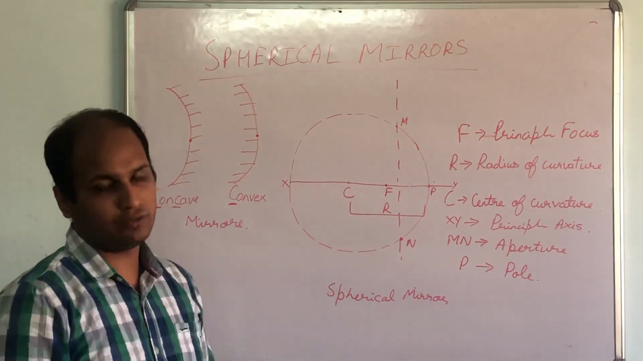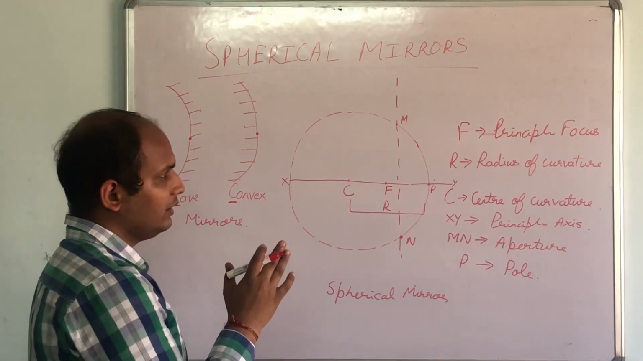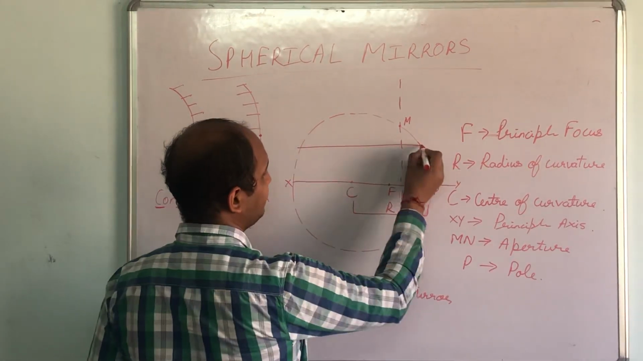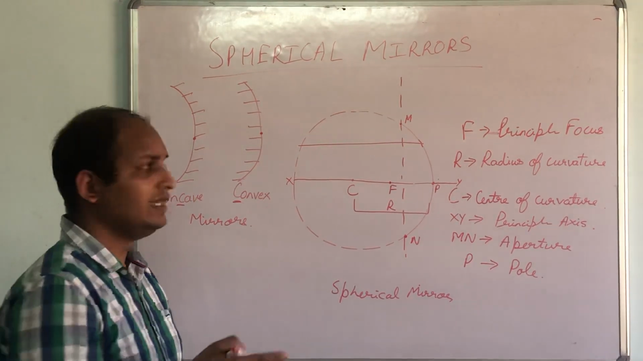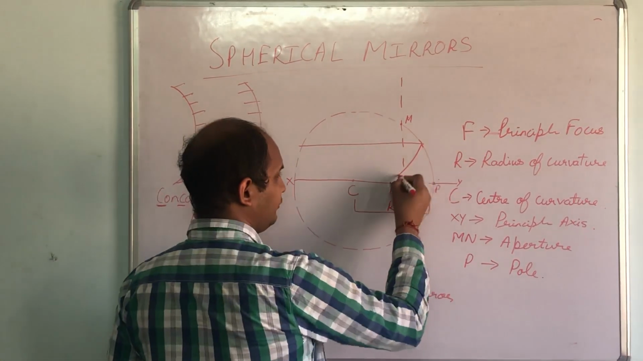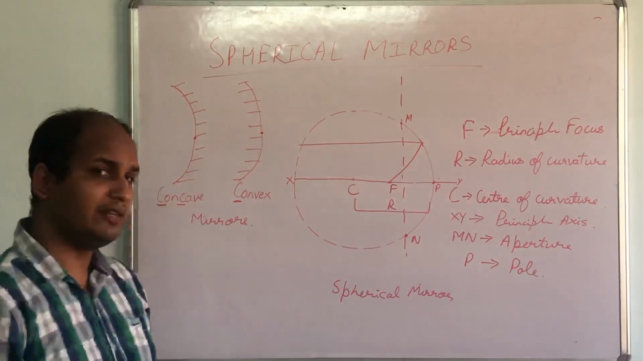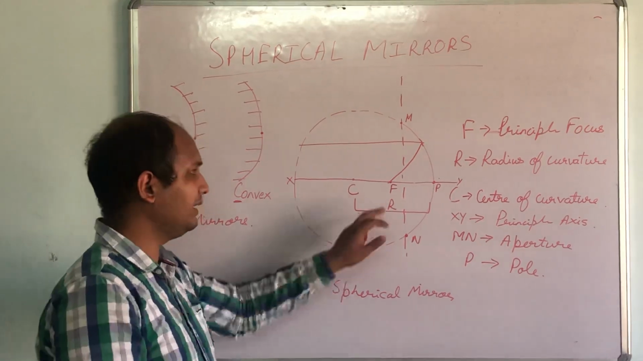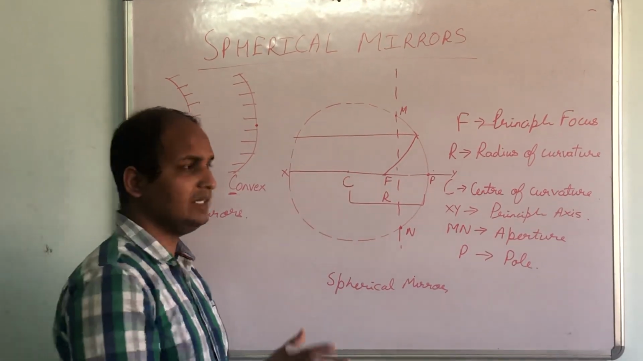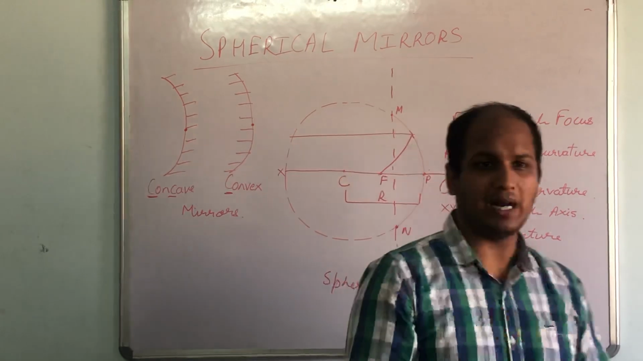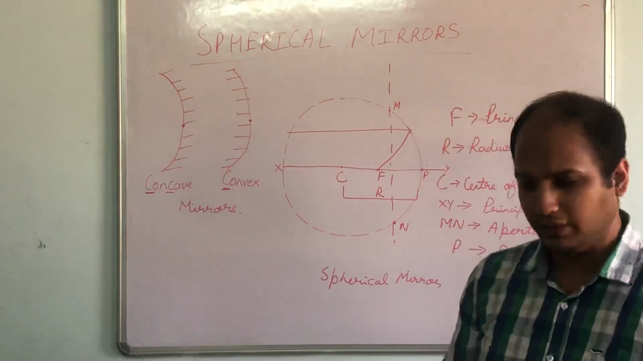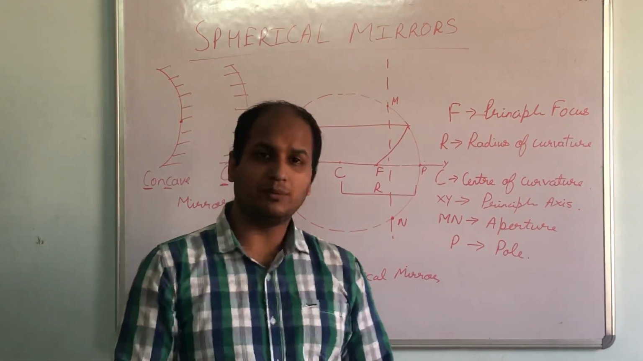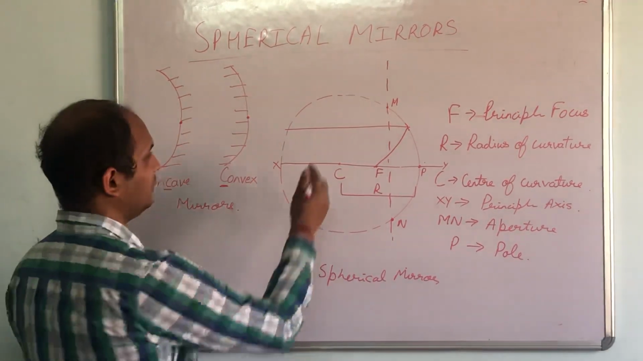So the definition is quite simple. Suppose rays are coming from here to here, parallel to the principal axis. They will meet at the focus after reflection from the mirror, that is, they will meet at a point after getting reflected from the mirror. That point is known as focus. Focus is that point where the rays which are parallel to the principal axis meet after reflection. I am again repeating, focus is that point where the rays which are parallel to the principal axis meet after reflection.